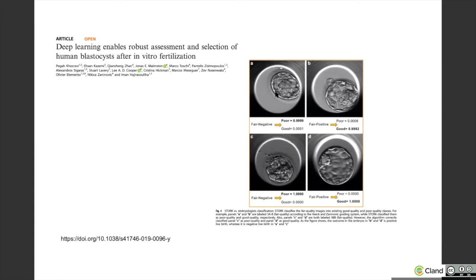So for example, here you have four pictures. The first one, A, has a very high chance to be of poor quality. B has a very high chance to have good quality. In C, it's almost sure that it is a very bad quality. And in D, it's almost sure that it is good quality. So in fact, in that case, you will discard A and C, sorry, and you will choose either B or D.